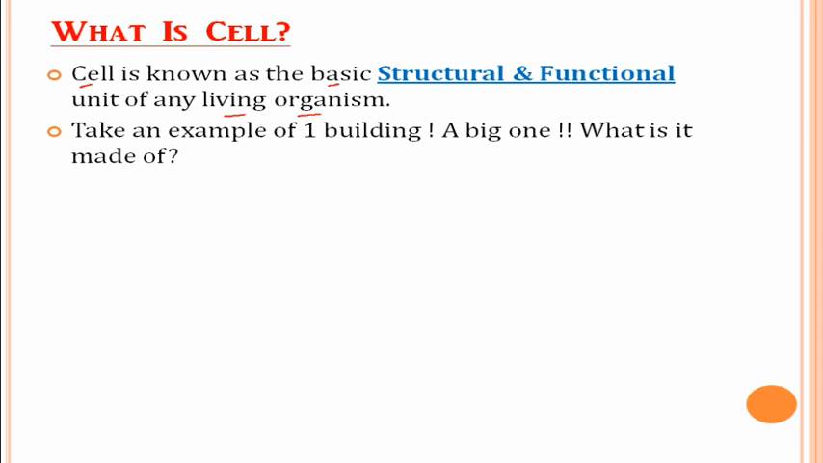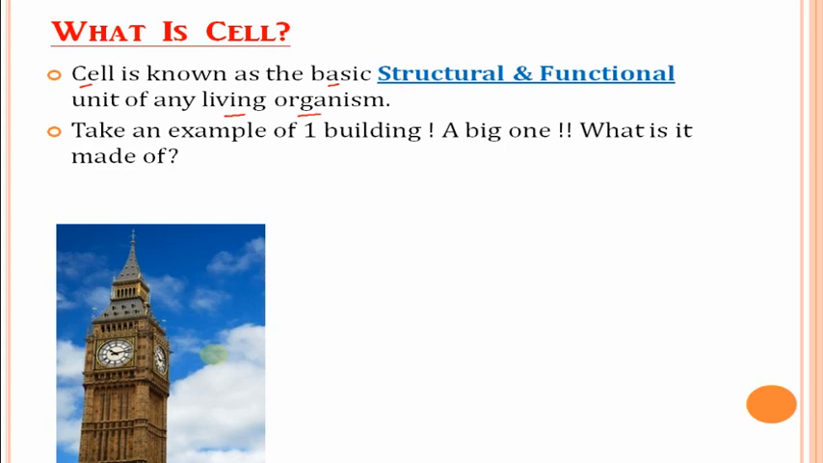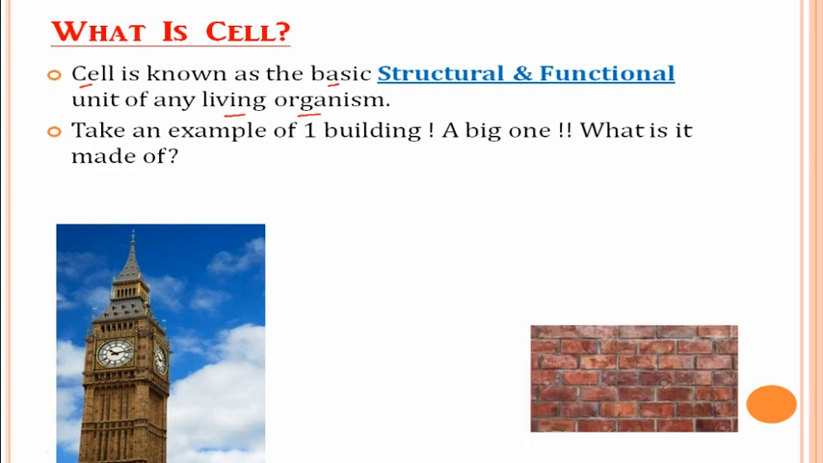Okay, let's take an example of one building, a big one. What is it made up of? So, let's first see a big building. Can you see the image of this big building? Now tell me, what is inside the building, how the building is made. Yes, let's take a guess. Okay, so the answer is bricks. A big building is made up of small bricks. That means if I want to make a big building, I need some small bricks. So I can say that these bricks are the structural and functional unit of any building.